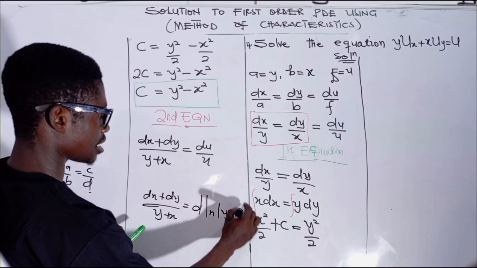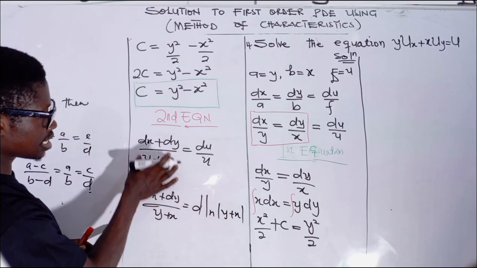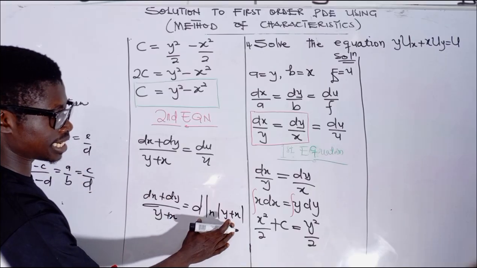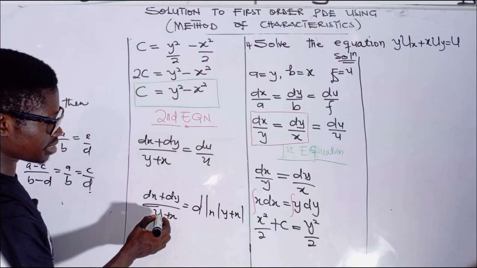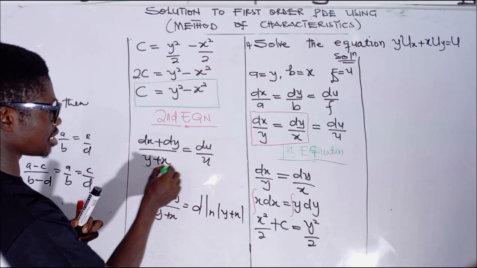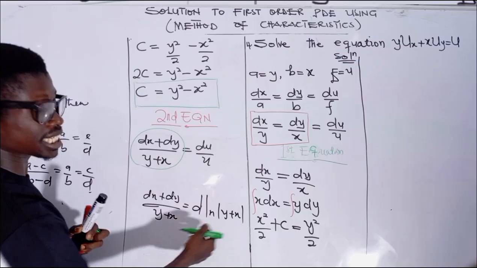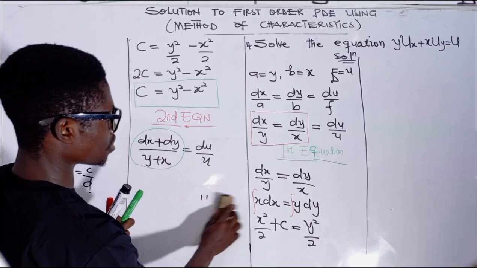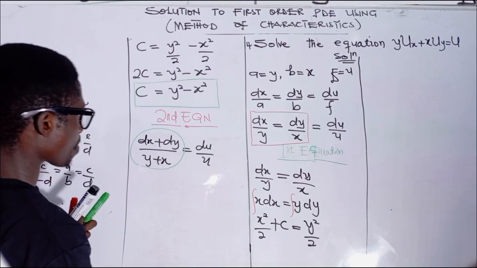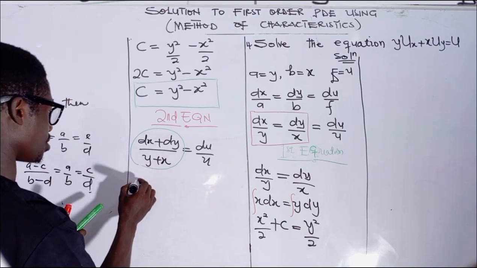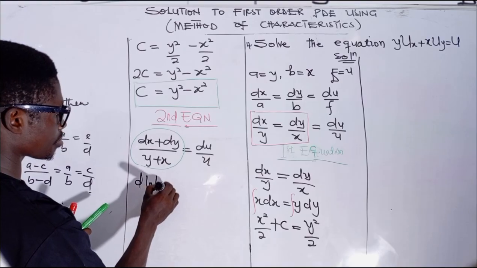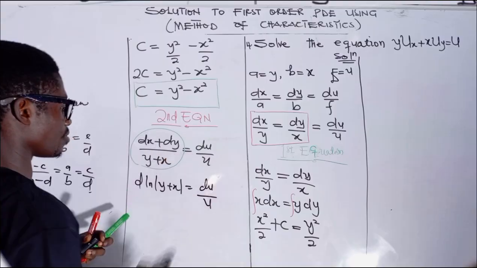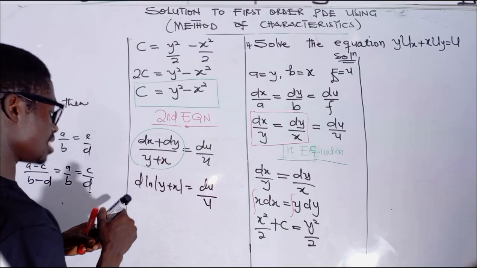of y plus x. So we are going to replace this in place of that. So we said that dx plus dy all over y plus x is equal to the ln of y plus x. So in place of this equation, we are going to replace the ln. Very interesting. If you have forgotten, please go back and check those equations that I'm talking about. So we are going to have the ln of y plus x is equal to du all over u.